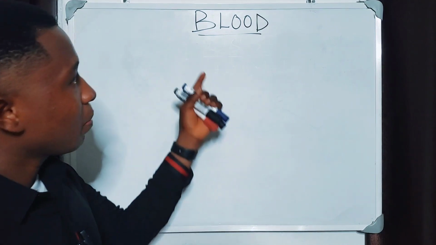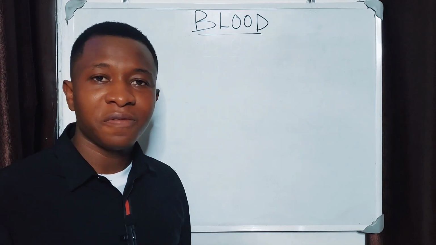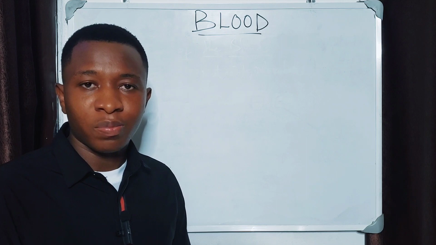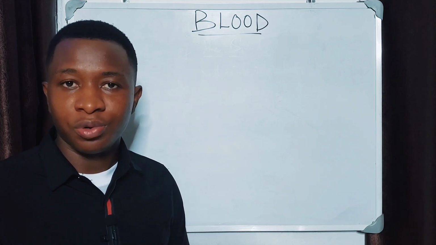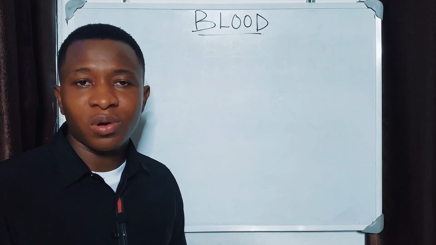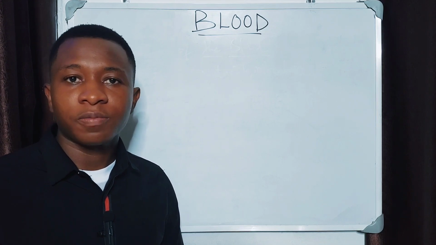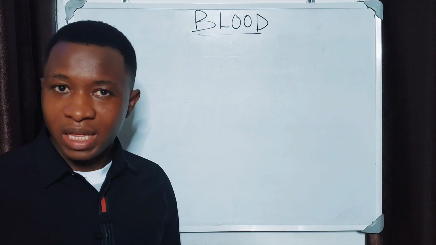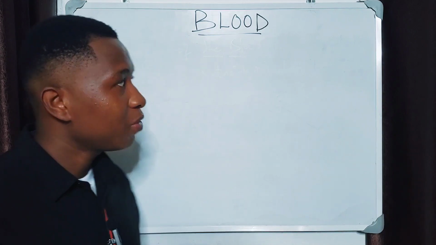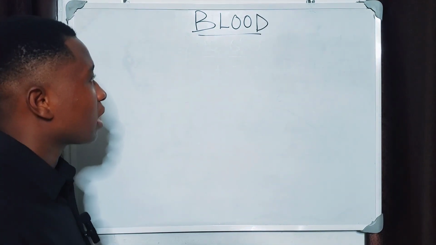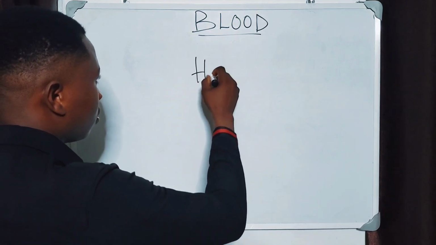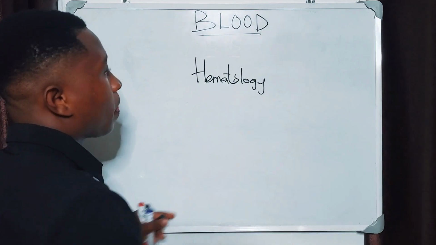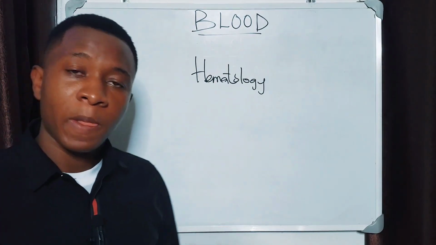Embedded in the blood are certain information that are peculiar to individuals. In the blood you can find viruses, parasites, maybe bacteria and other organisms. Now, the study of the blood is known as hematology.